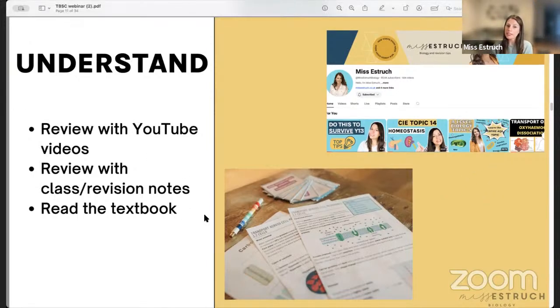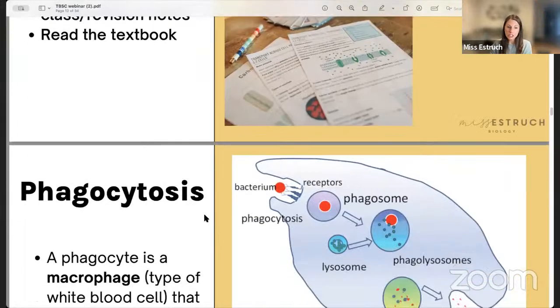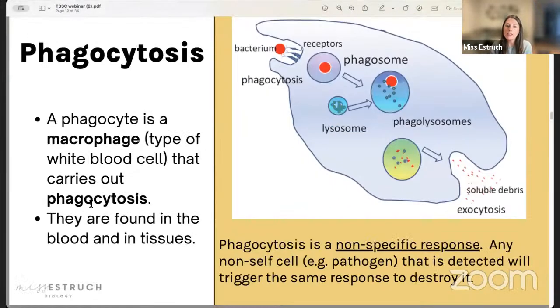Okay, so that's our understanding. And just so we can have a little example of this, I'm going to briefly show you the sorts of things you could do. So we're not really going to focus on what this theory is as such. We're going to imagine I am a bit stuck on phagocytosis, don't really understand it. So I'm reviewing it again, either in one of the YouTube videos or in my notes. And I've come across, right, phagocytosis.